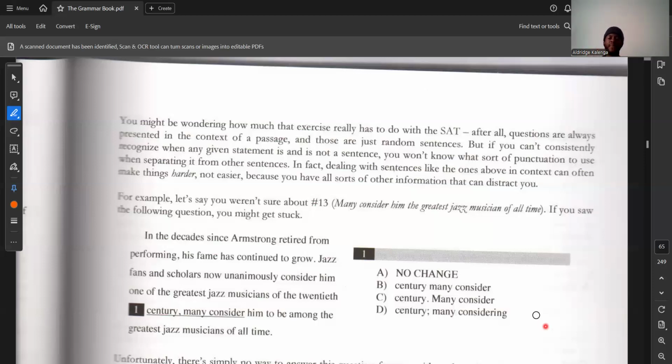All right, so how has the exercise that we just did been beneficial? How is it going to help us? All right, let's look at this question here.